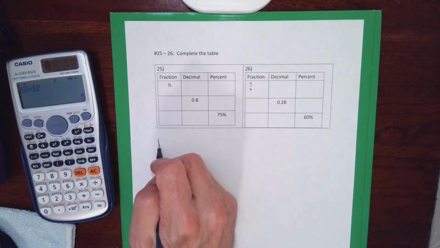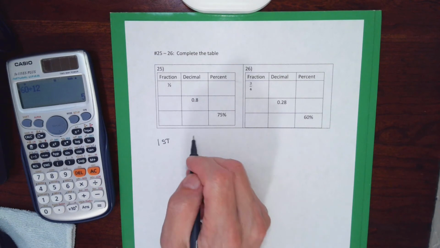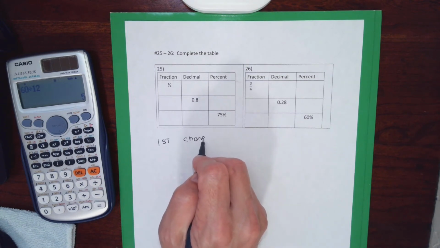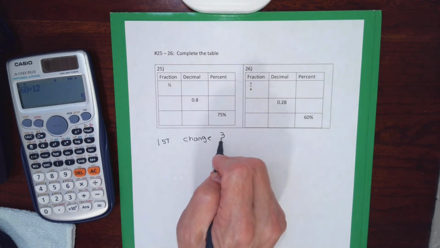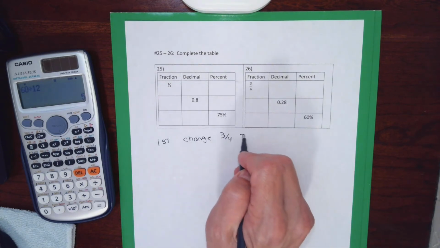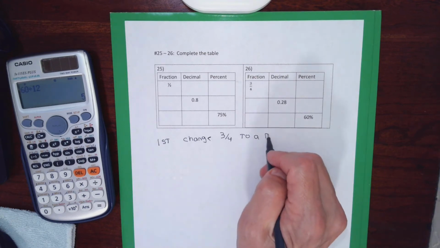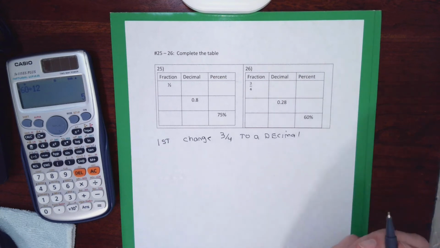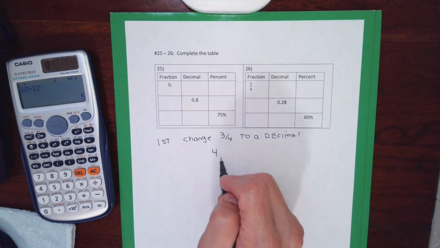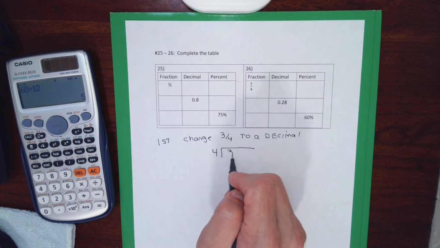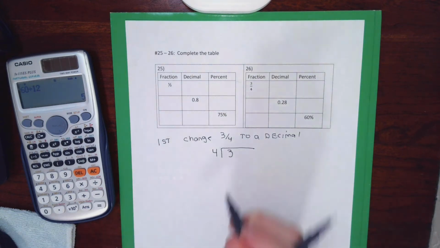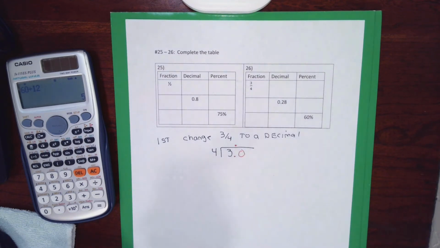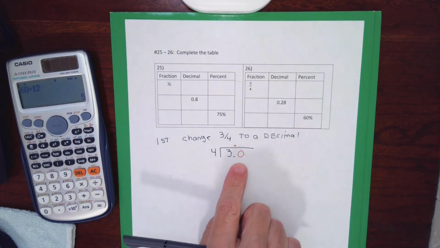So first, in 26, I'm going to change the fraction 3/4 to a decimal. And pretty easy to do that. To make fractions into decimals, I do long division. The long division I'll do is I'll divide 4 into 3, bring a decimal, add a 0, bring that decimal up. Then I ask myself, 4 goes into 30 how many times?